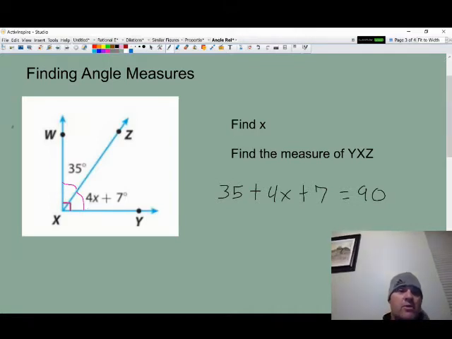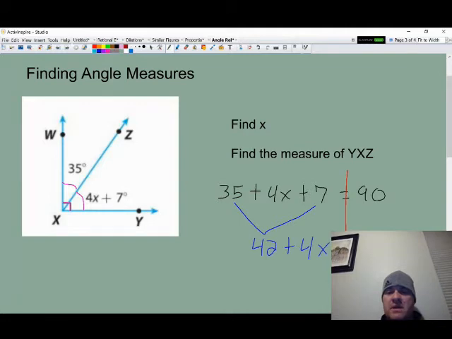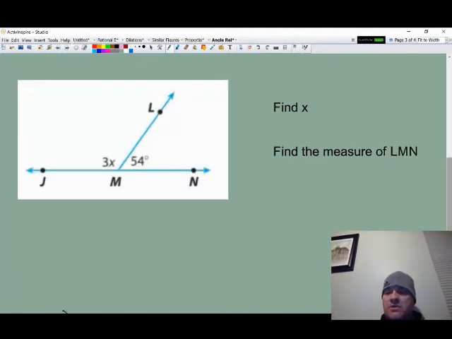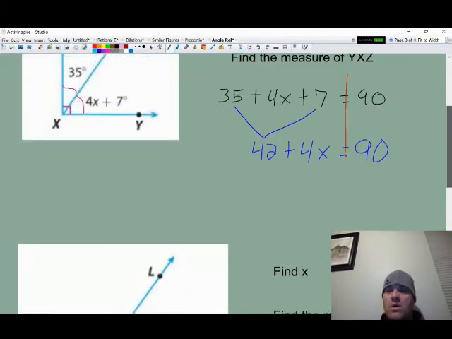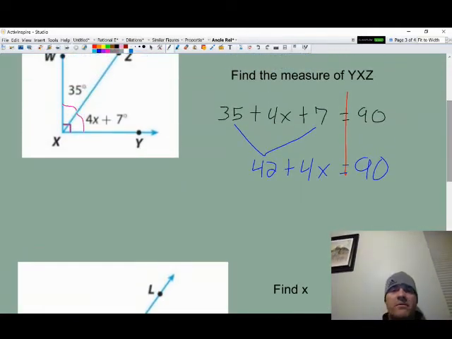And now you have to solve. Well, the good news is we know how to solve because you were taught well, not by me, by somebody else, okay? We're going to solve. We're going to combine like terms here. That's going to give me an answer of 42 plus 4x is equal to 90. And now what you have to do is you have to, there we go. We've got to subtract and get the x all by itself.